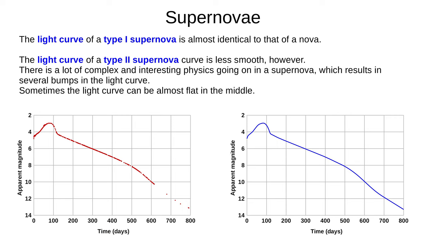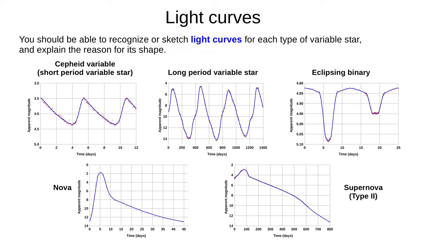Here we can see the light curve of a type 2 supernova. There's a lot of complex and interesting physics going on here, resulting in several bumps in the curve, and sometimes the middle section can be almost flat. Some astronomers spend most of their career studying supernova physics. For the GCSE, you should be able to sketch light curves for these five types of variable star, identify the type from its light curve, and explain the reasons for its shape.